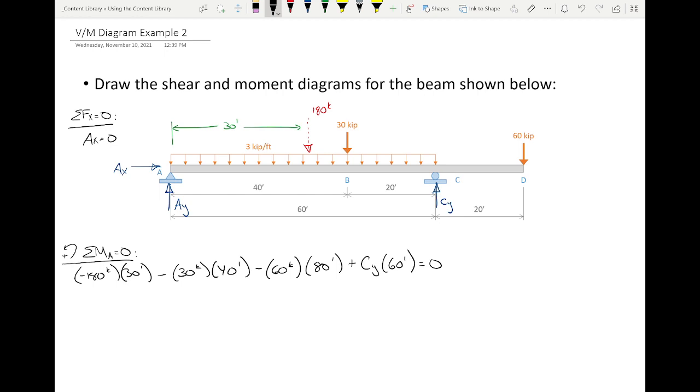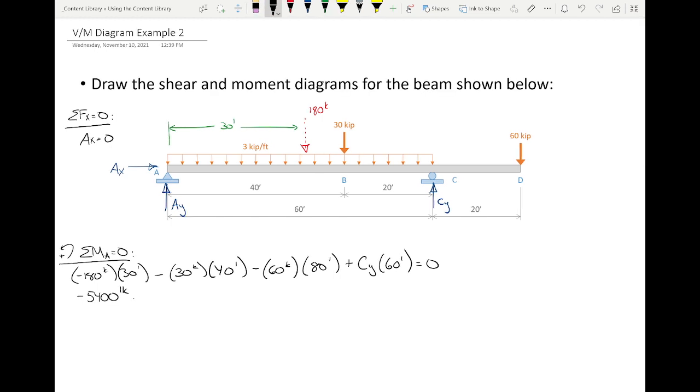Okay. So 180 times 30, didn't mean for that to happen. Negative 5,400 foot kips. That's my little shorthand for foot kips, so if you're wondering what that is. Minus 30 times 40, that's minus 1,200. Minus 60 times 80, that's 4,800. Equals negative CY times 60. That's just moving that over on the other end. And so that gives me negative 11,400 foot kips equals negative CY times 60.